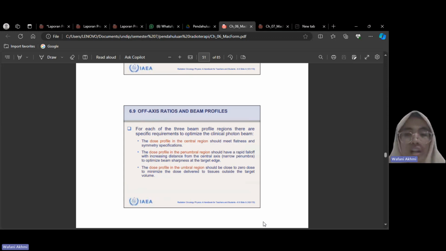The dose profile in the central region should meet flatness and symmetry specifications. The dose profile in the penumbral region should have a rapid fall off with increasing distance from the central axis to optimize beam sharpness at the target edge. And the dose profile in the umbral region should be close to zero dose to minimize the dose delivered to tissues outside the target volume.